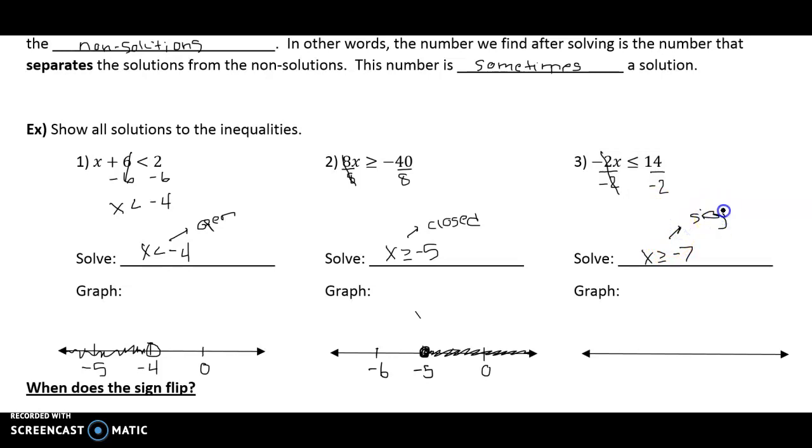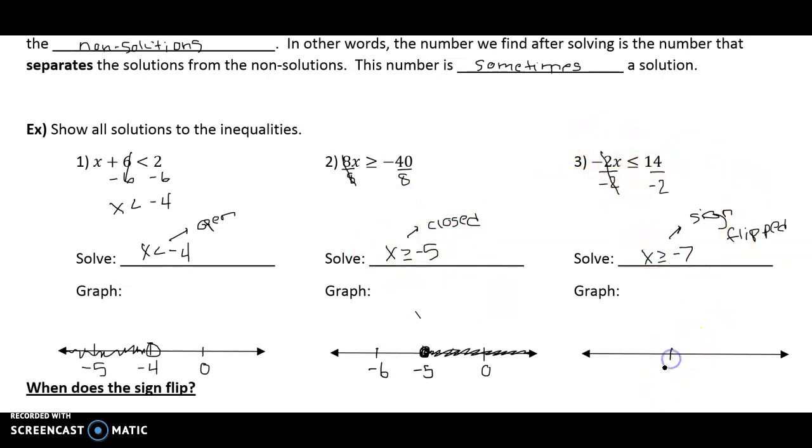Sign flipped. Okay, we're going to distinctly talk about when that happens, but look, both of these were negative answers, correct? -5 and -7. This sign flipped, but this did not. The reason is because I divided by a negative. Here I divided by a positive. So if you divide by a positive, it doesn't matter if this comes out negative. It is still the same way. I divided by a negative, so my sign flips.